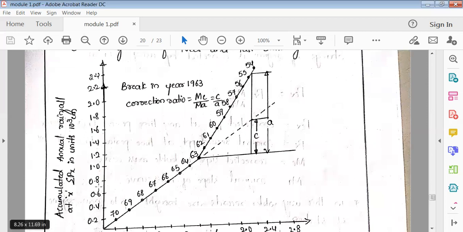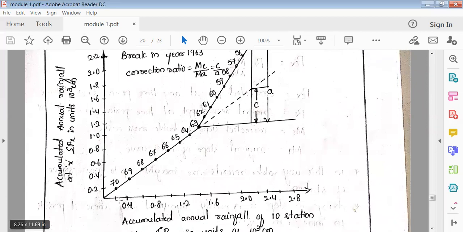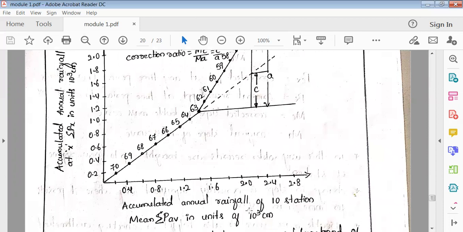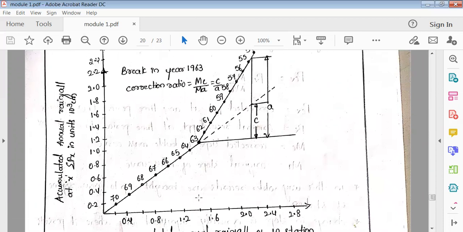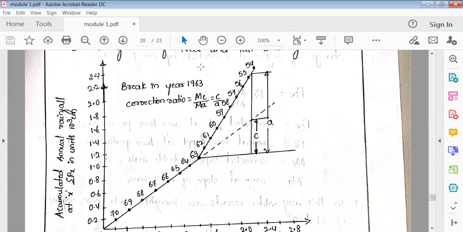So it's 0.2, 0.4, 0.6. Okay, and here it is the accumulated annual rainfall of 10 stations. Okay, this is annual rainfall. So there is a break in the year 1963. In 1963, we have missed out the data in that particular year. You can see here up to 70, 69, 68, it is there, so you get a linear curve here. All right. But in 63, there is some break.